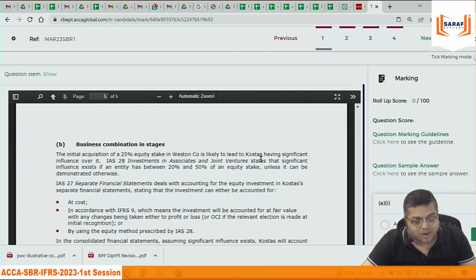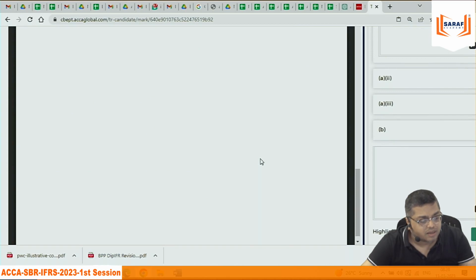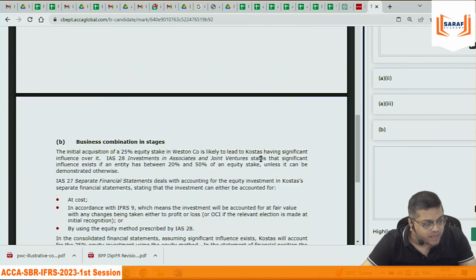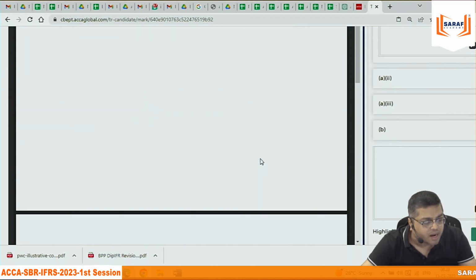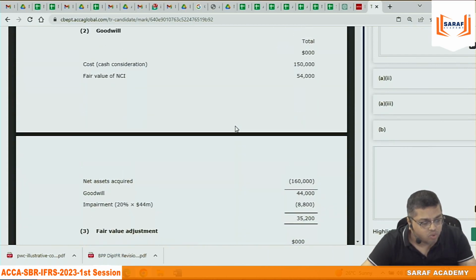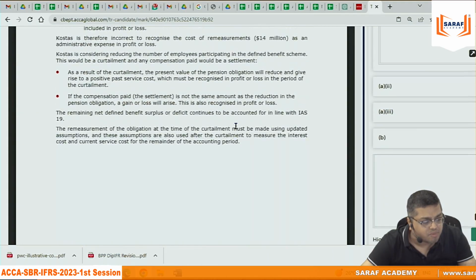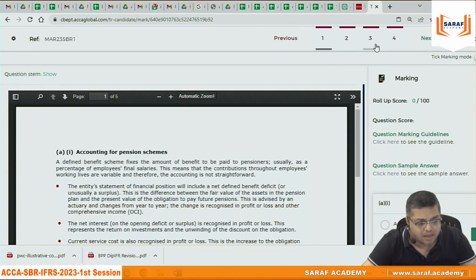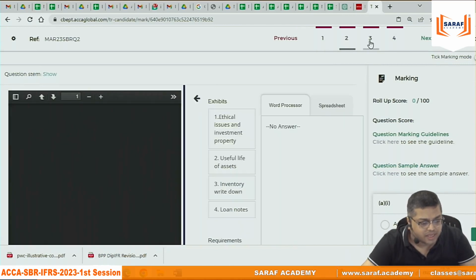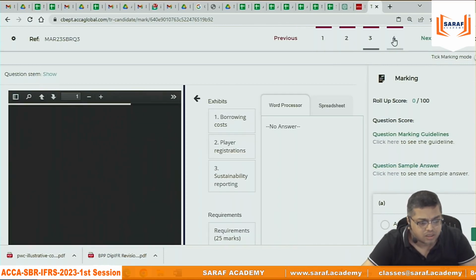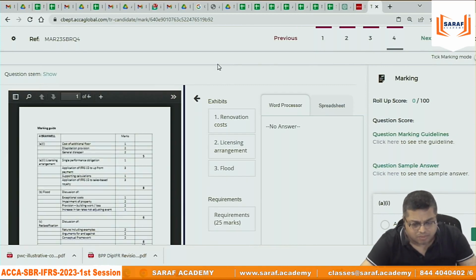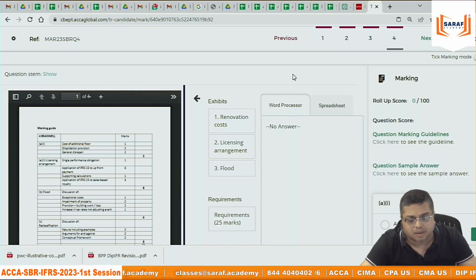That means for IFRS, the model answer is there only. But for ACCA students, for the model answer, you need to go to the mark tab. You need to go to the mark tab, then you can see the model answers, marking guidelines and everything, for all the first, second, third, all questions. For every question on the website, the answers are there. You just need to click the mark tab and you will be able to see the sample answer.